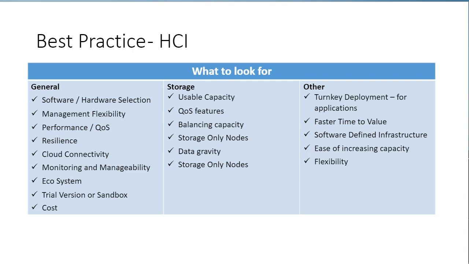Quality of service features. Not all virtual desktops are the same. Some might need more consistent, higher performance, and you might have to sacrifice some other virtual desktops in order to get that. So make sure they have quality of service features. Also consider balancing capacities: when a new virtual desktop starts, which node is it going to go to, and how smart is it about selecting those?